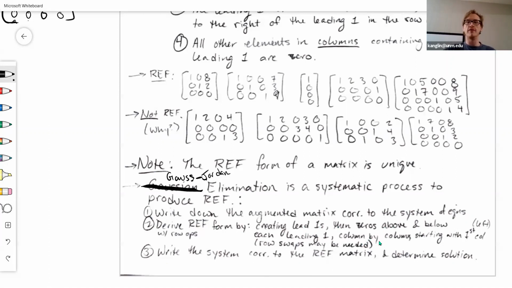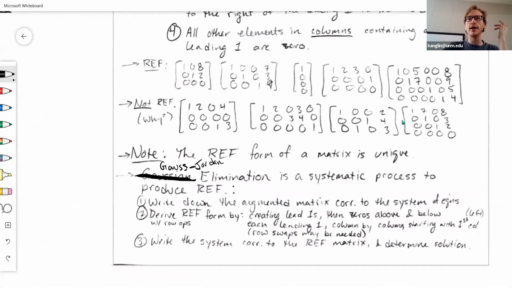So I'll start in the first column, make sure there's a lead one in the top left, zero out everything above and below it using row operations. Then I move on to the next column. I want to make sure I put a lead one there and use that to clear out what's above and below it. You might need to swap some rows as you go, and we'll see examples of this, so it'll hopefully become clear what I'm saying. But we just systematically put it into this form. Take a lead one, clear out everything above and below it. The next row, take the next lead one, clear out everything above and below it.